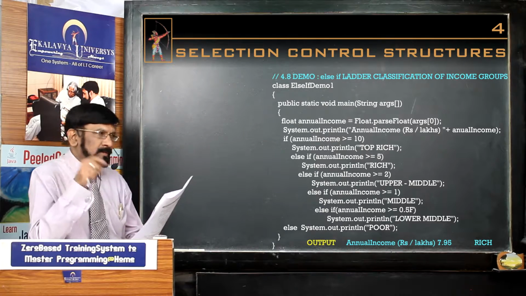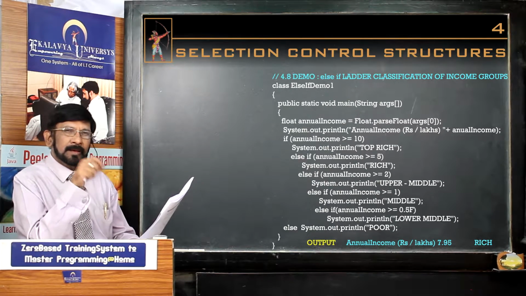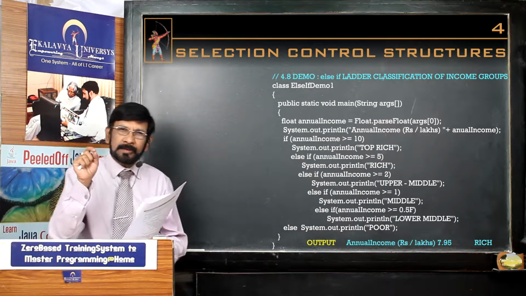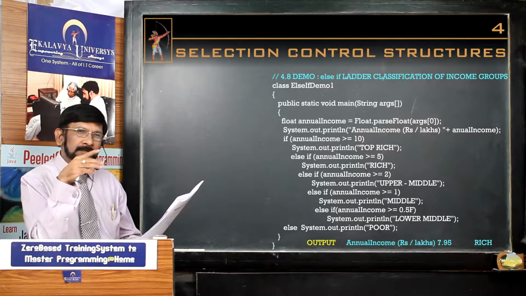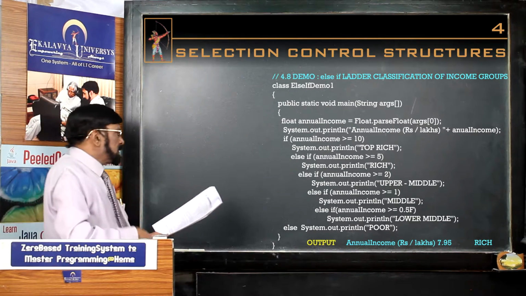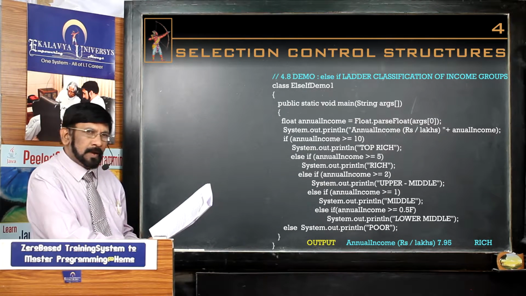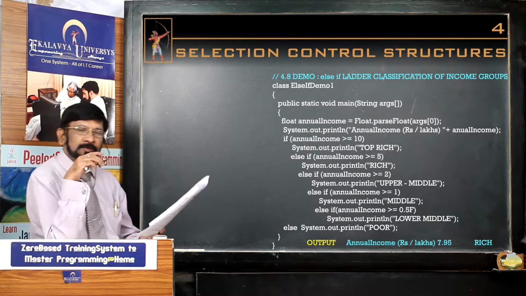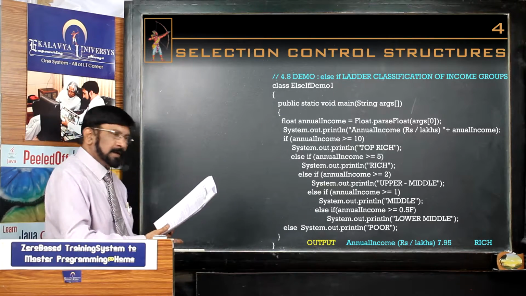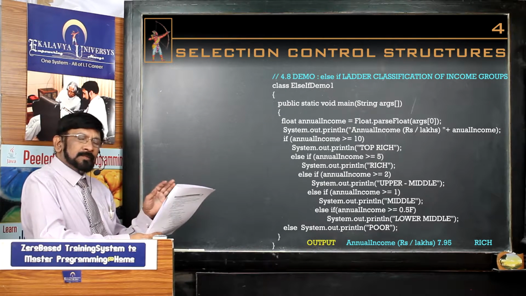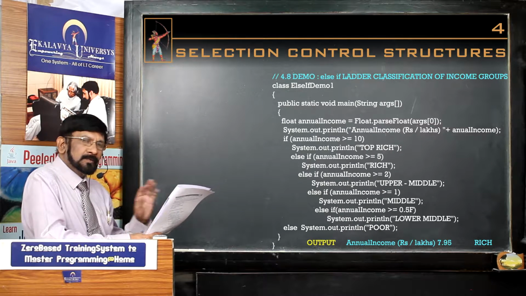And one point you have to understand: in the previous concepts I explained to you the importance of creating blocks. Here we are writing one statement, and if you want to write multiple statements, for every if and else if, you can create a block. Even for a single statement, if you create a block, there is nothing wrong. For all the control structures, this block principle is equally applicable.